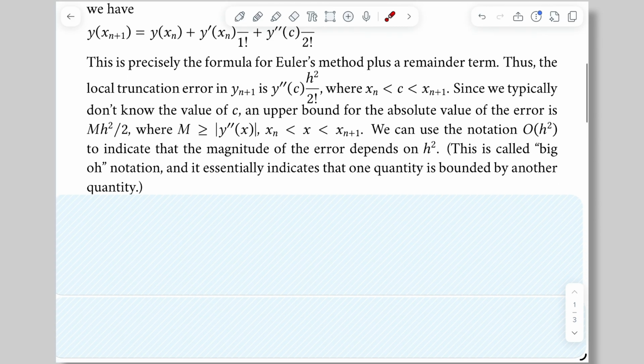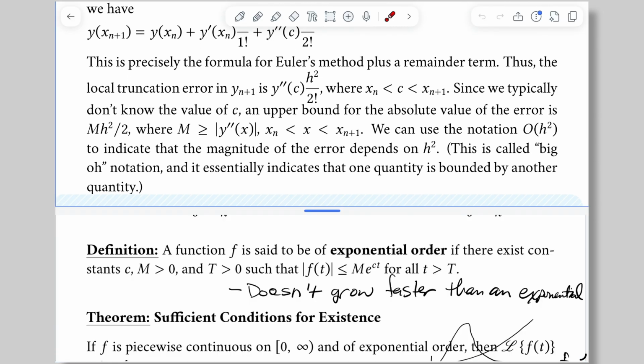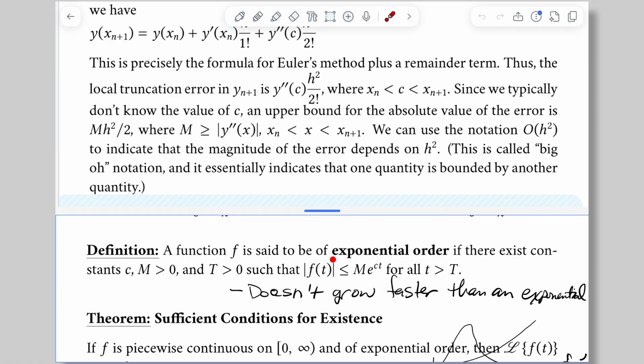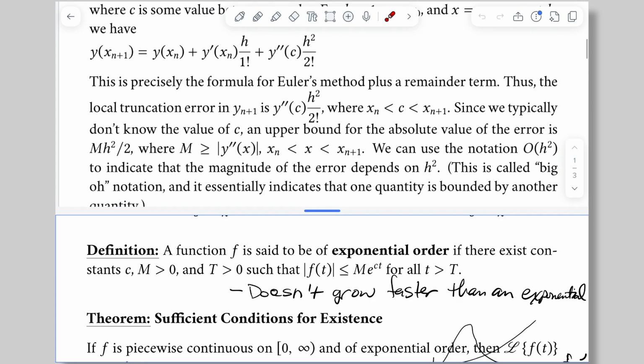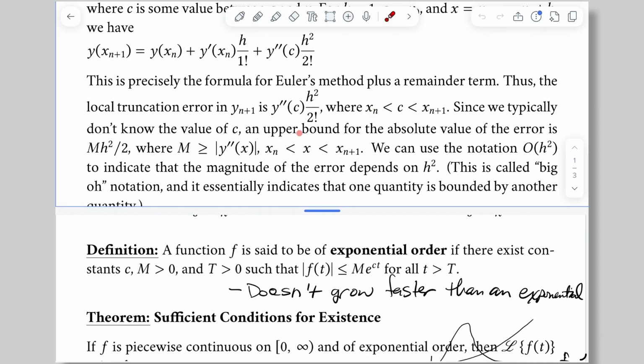This can kind of bring to mind the way we defined exponential order for a function when we were looking at Laplace transforms. Not to get too much into the details, but we're saying that for Euler's method, an upper bound for the absolute value of the error is M h squared over 2, that being related to y double prime of c times h squared over 2.